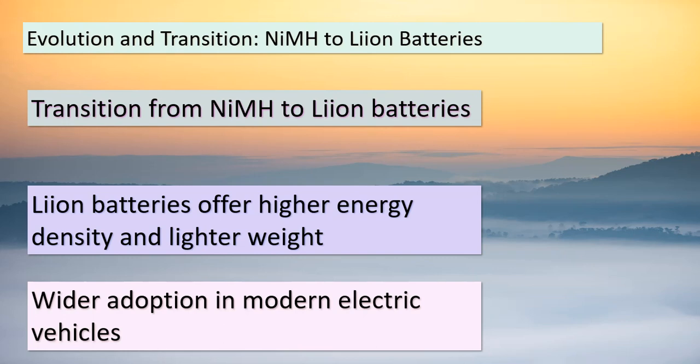These batteries are celebrated for their higher energy density and lighter weight. This advancement opened doors to increased efficiency and range for electric vehicles. It's no surprise that Li-ion batteries have garnered wider adoption in modern electric vehicles. Stay with us as we uncover the intricacies of these energy storage marvels.